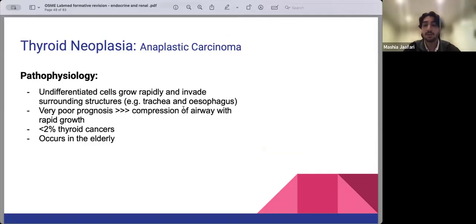Cool. So finally, we have anaplastic carcinoma. Now, anaplastic carcinoma is the most severe by far. You get these undifferentiated cells that grow super rapidly. They invade the surrounding structures. You usually see it invading the trachea and the esophagus. So that's usually the mechanism of death in these cases. It's got a very, very poor prognosis. It invades into the airway, and that's usually what kills these patients. It's quite rare, and it mostly occurs in the elderly, so it's like an age-related thing. But all you have to know is very undifferentiated cells, very poor prognosis.